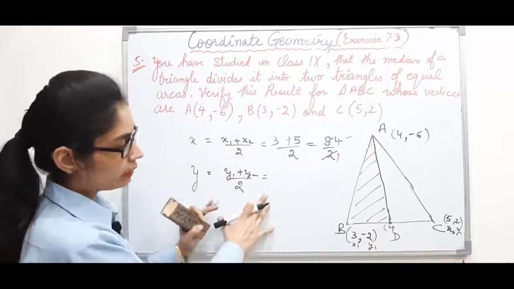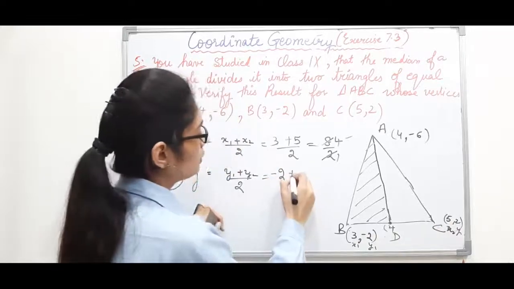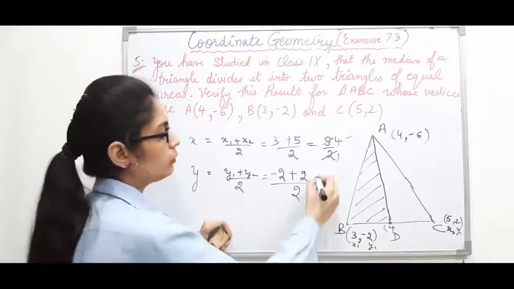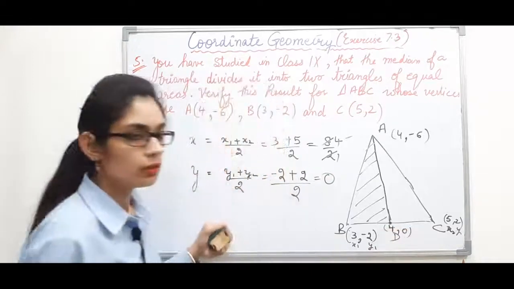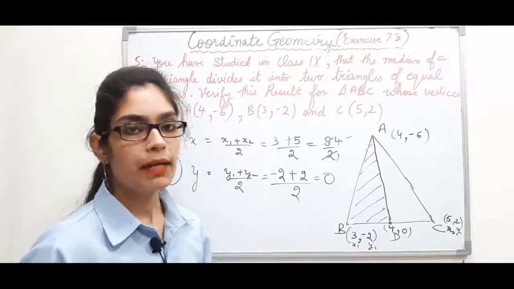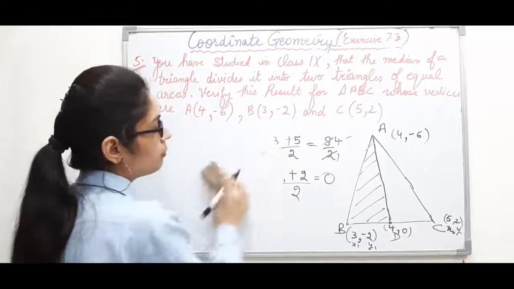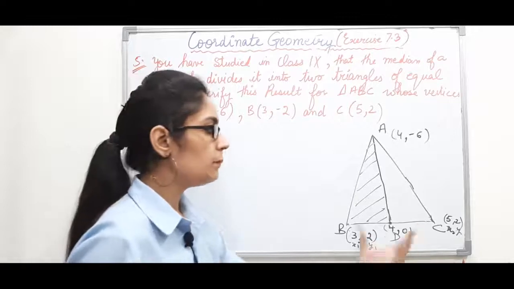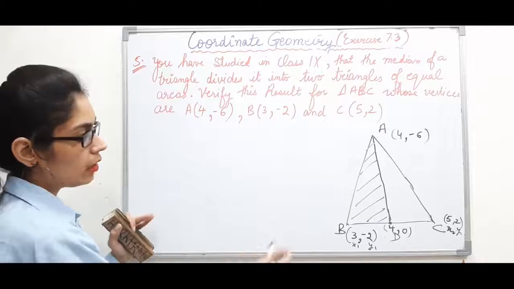Now let's find the y coordinate. y1 is minus 2, y2 is plus 2, upon 2. So minus 2 plus 2 will be 0. So the y coordinate of point D is 0. So we have got the coordinates of point D as (4, 0), and this we have done by using the section formula. Why have we applied this direct formula? Because D is the midpoint of line BC. Now we have got the coordinates of all the points, so we can find the area of triangle.